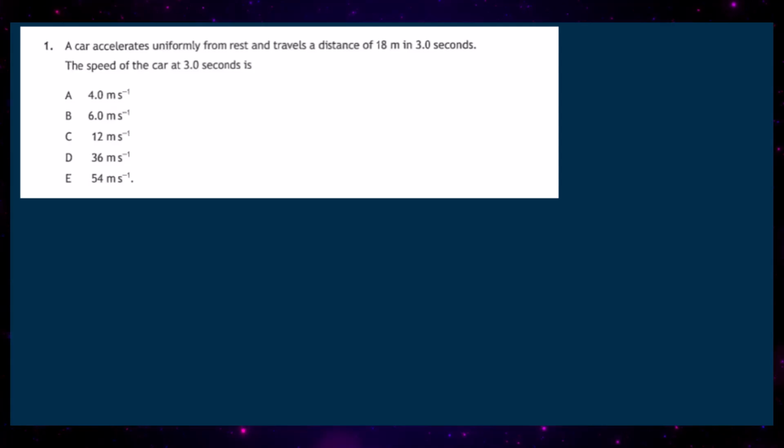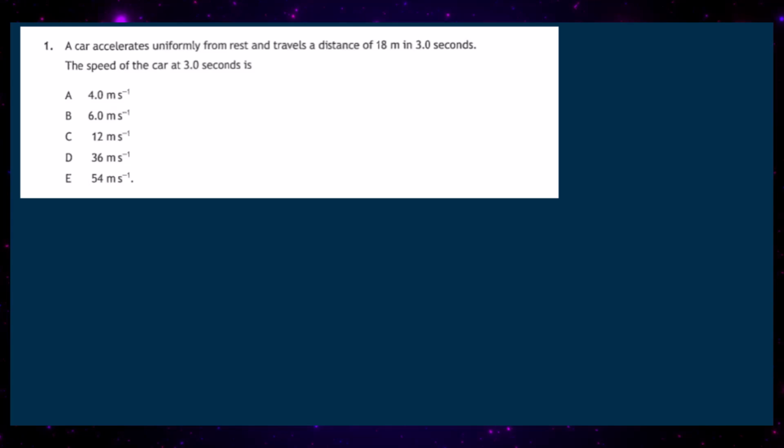Question 1 from the 2025 Higher Physics Examination, Paper 1, the multiple choice. A car accelerates uniformly from rest and travels a distance of 18 metres in 3 seconds. The speed of the car at 3 seconds is, and you're given those following 5 responses.